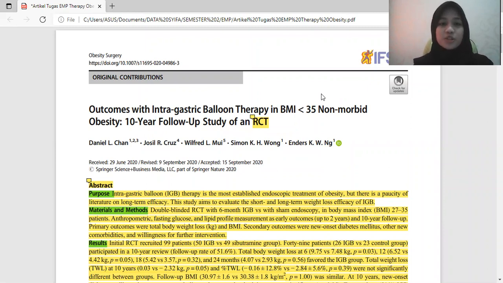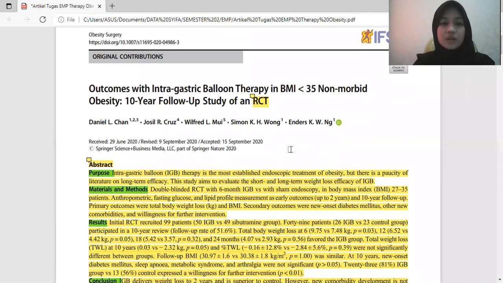So today I want to explain about the CONSORT 2010 checklist of information to include when reporting a randomized trial. The title of the article is Outcomes with Intragastric Balloon Therapy in BMI less than 35 non-morbid obesity: 10-year follow-up study of an RCT.